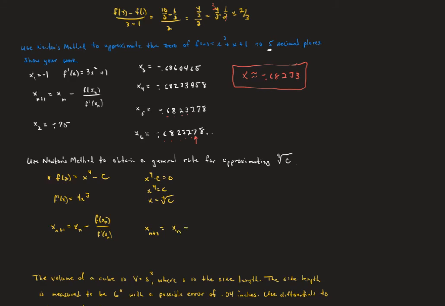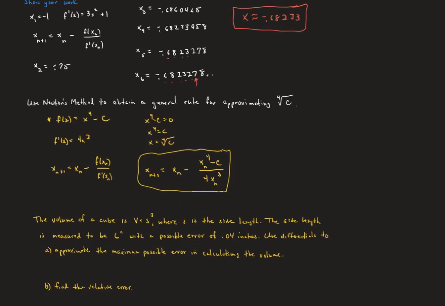So that's going to be x sub n minus. Now when we plug in x sub n into our function, we're going to get x sub n to the 4th minus c over, when we plug in x sub n into our derivative, that's going to be 4x sub n cubed, and I'm okay with that. You could go on and get a common denominator and make that more formulaic, but I'm okay just with this.